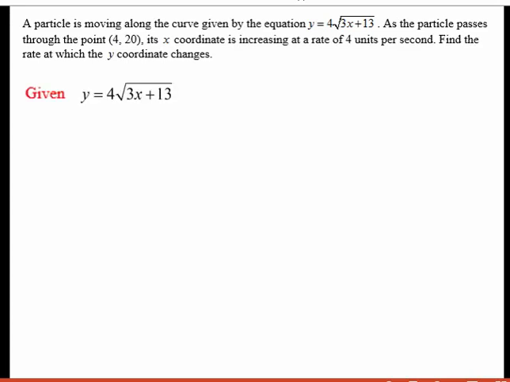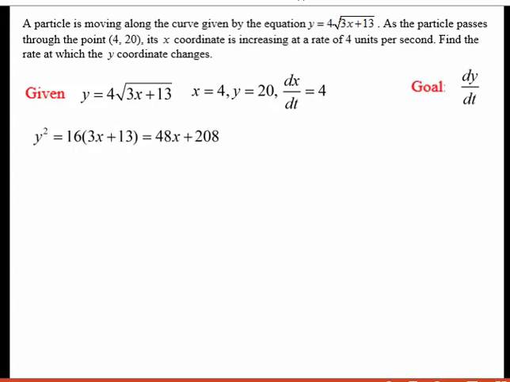So what is given? The function y equals 4 square root of 3x plus 13. And we are also given x equals 4. We sometimes call it x1. And y1 is the y coordinate, 20. And the rate of change of the x coordinate is 4, so we write dx/dt. Time is involved in this derivative. So what is our goal? To find dy/dt, the rate of change of y.